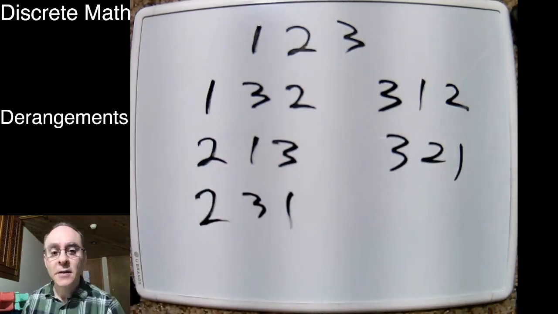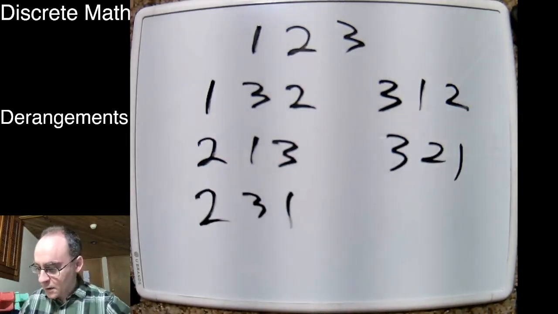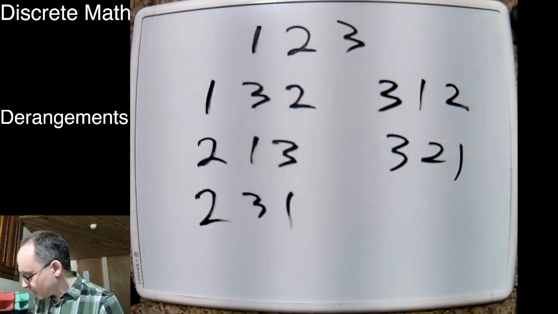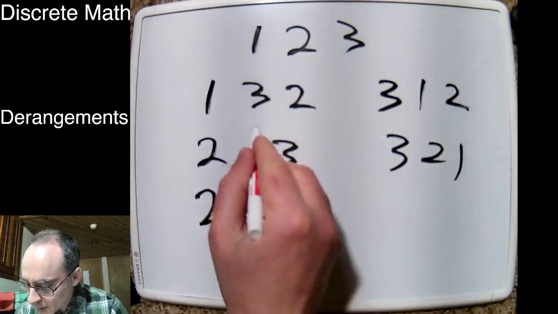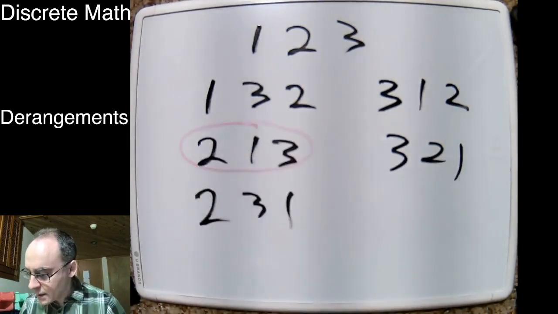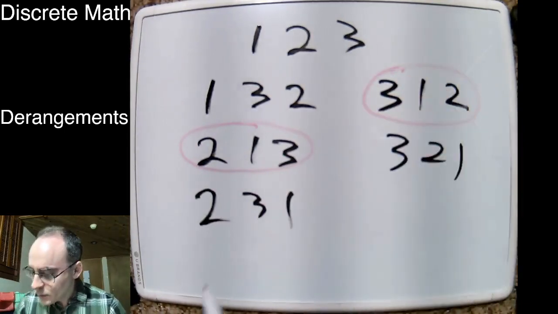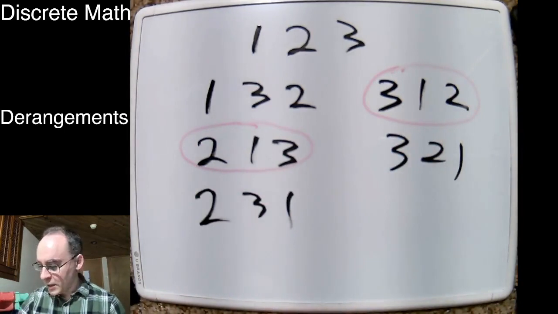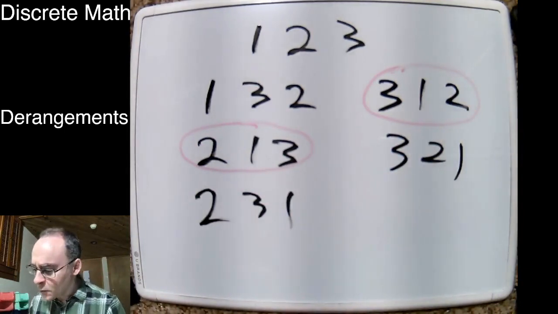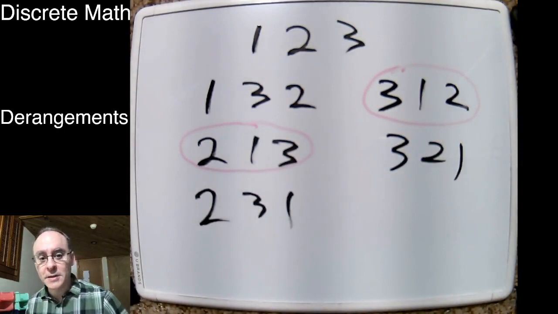But for which of these do none of the numbers stay in their original position? Then we really only have a couple. We have this one, 2, 3, 1, and this one, 3, 1, 2. Those are called derangements of the original permutation. And so for 3 objects, there's only 2 derangements.